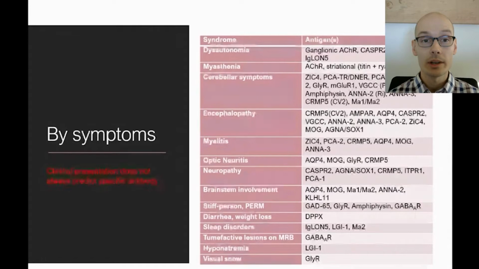There are some exceptions to this. Dr. Piquet in her presentation presented LGI1 encephalitis, which had the classic faciobrachial dystonic seizures. That is a relatively pathognomonic finding. However, I would say mostly it is very difficult to predict a specific autoantibody.